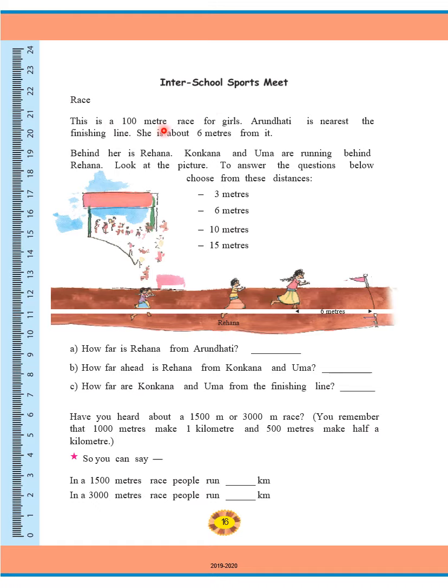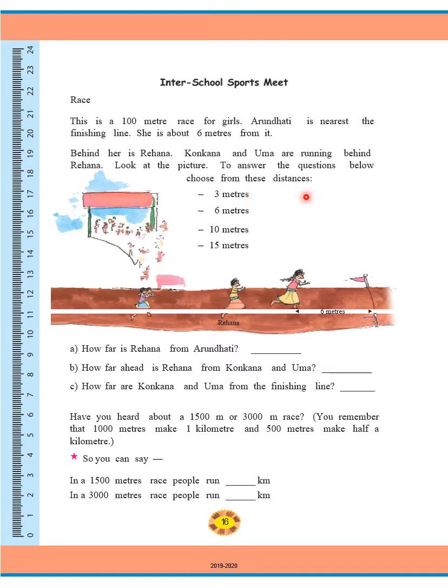Inter-school sports meet. Race. This is a 100-meter race for girls. Arundhati is nearest the finishing line. Arundhati is nearest to the finishing line and the distance is 6 meters. Behind her is Rihanna. This is Rihanna. Konkana and Uma are running behind Rihanna. These two girls are Konkana and Uma.